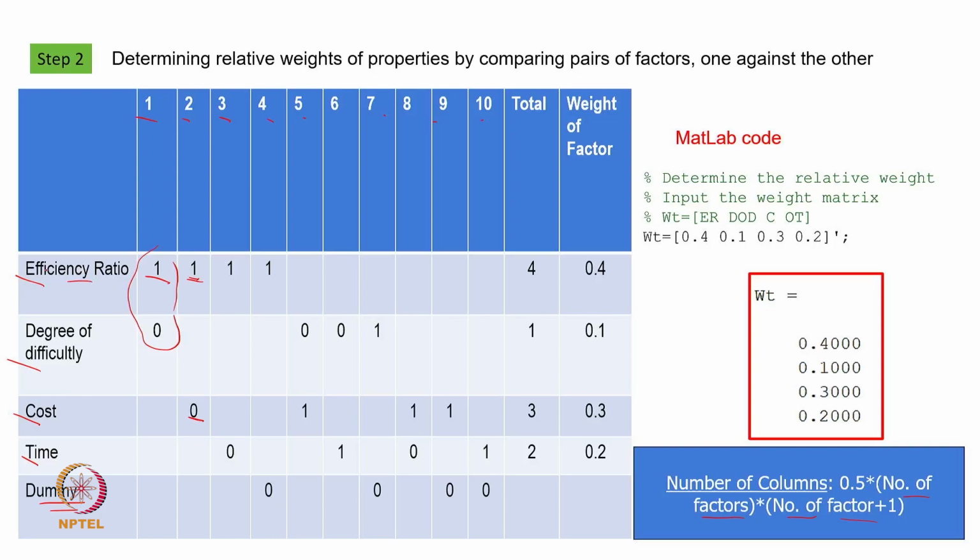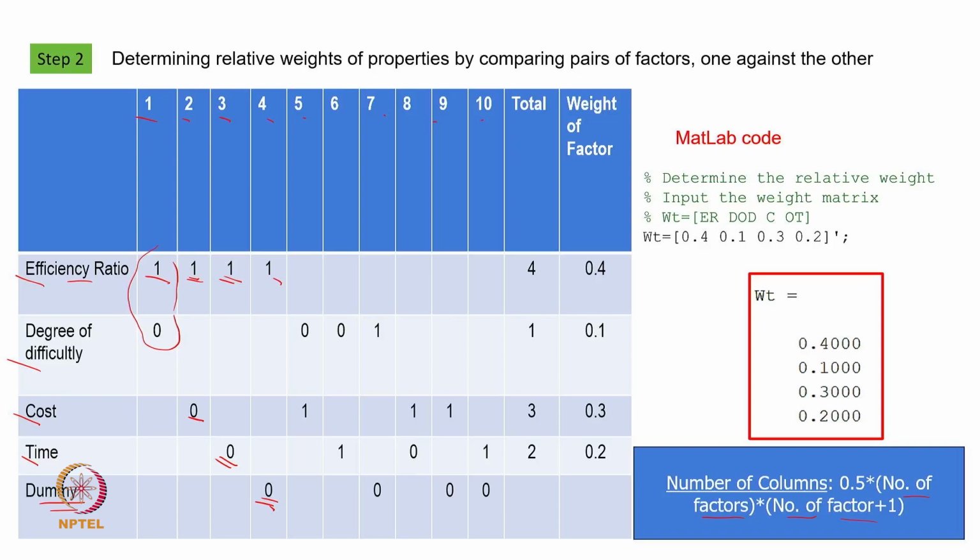Now, coming to the third, the efficiency ratio should be compared with the time also. Is the efficiency ratio more important compared to the time, operating time? Yes, it is important. So, the efficiency ratio again gets a 1, and of course, compared to the dummy, almost all variables will get a 1. So, by default, the efficiency ratio over the dummy will get a 1. Now, this is a comparison among 4.